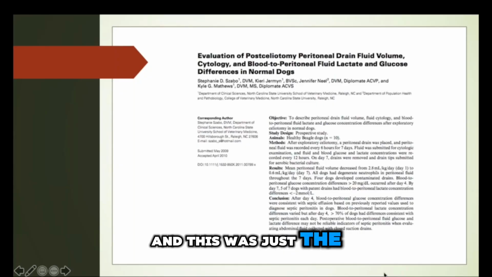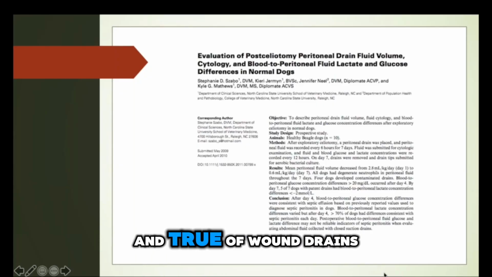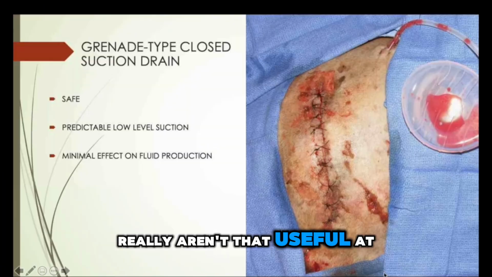And this was just the publication, if you're interested in why, at least for abdominal drains and true of wound drains, using lactate and glucose and even cytology to determine what's happening in the abdomen or in the wound really aren't that useful at all.